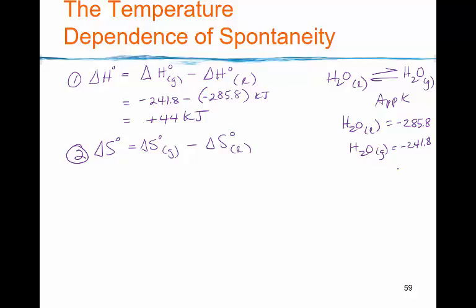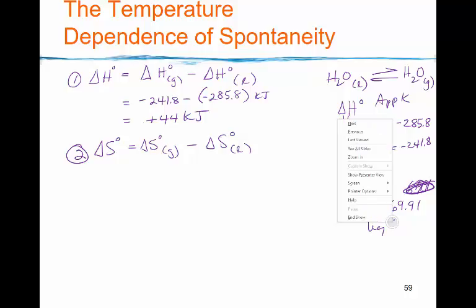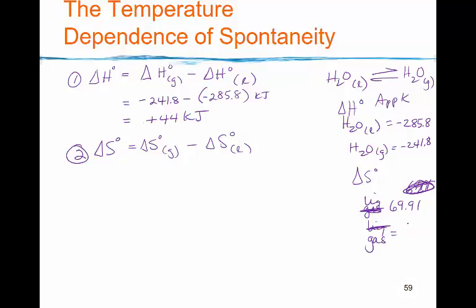So again, the S numbers, those are the delta S numbers from Appendix K. The liquid is 69.91, and the gas is, no, I got them backwards. That's the liquid. I keep looking away. And the gas is 188.7.